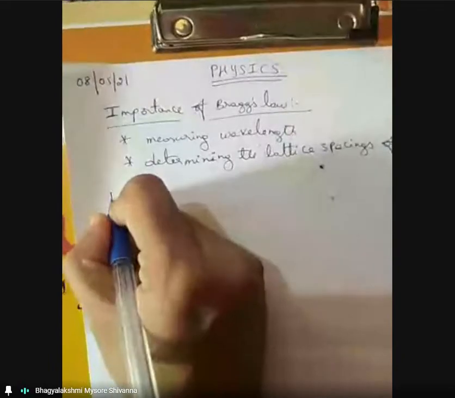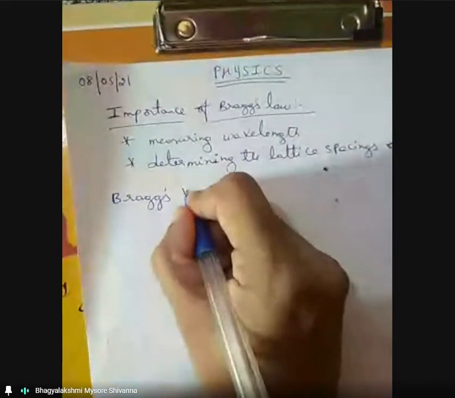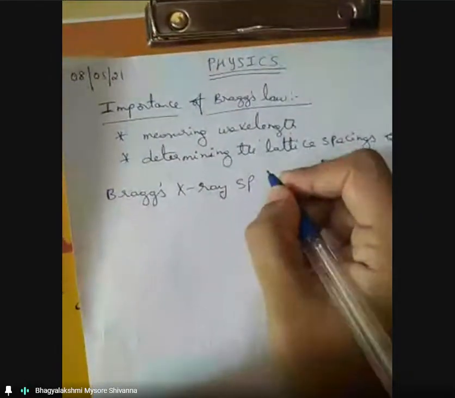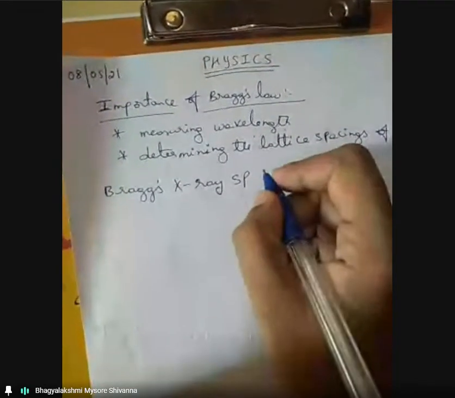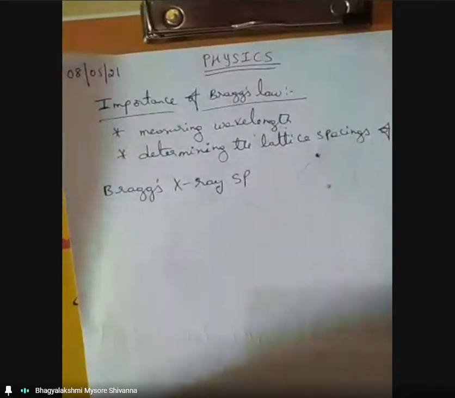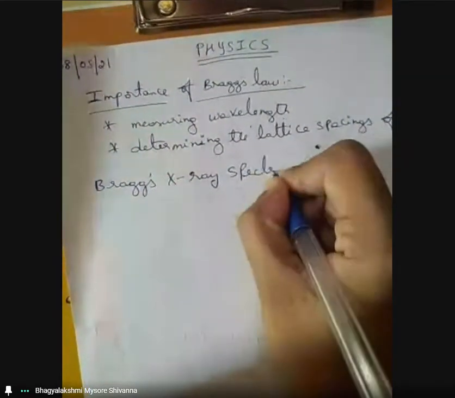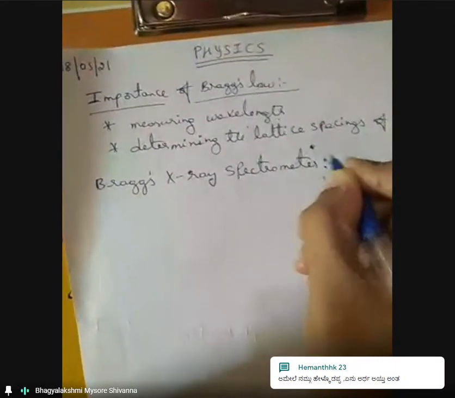The next topic is Bragg's X-ray spectrometer. This is very important for the exam. In the examination, this question will be asked for 8 marks: explain the construction and working of the X-ray spectrometer.